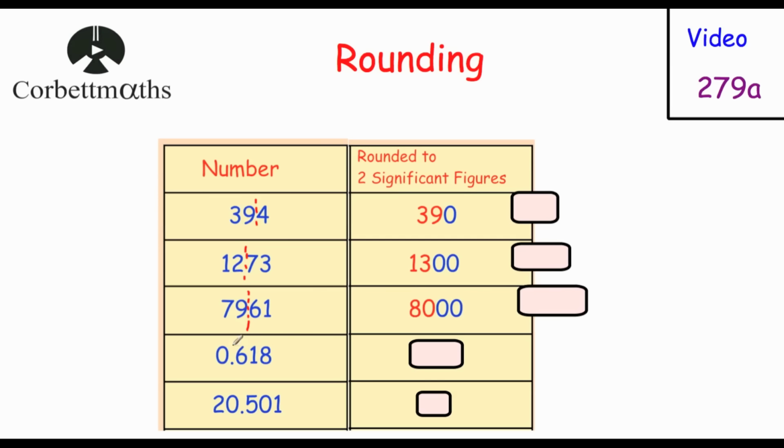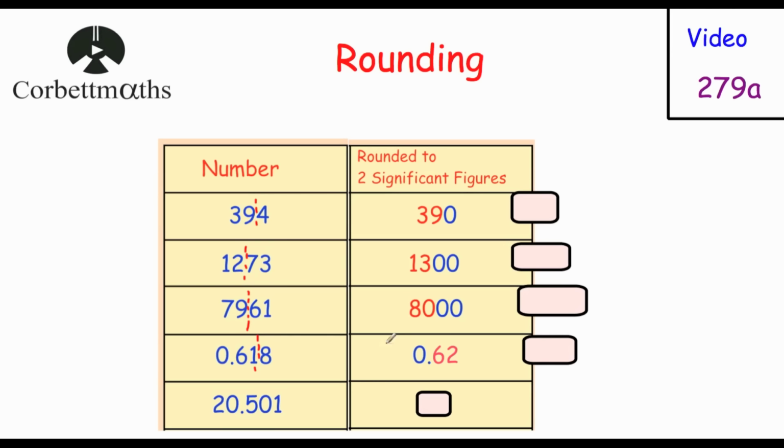Next, we've got 0.618, and we want to round it to 2 significant figures. Now we ignore this 0 point at the front, so we've got our 6 and 1 being the 2 significant figures. So our choice is going to be 0.61 or 0.62. Because it's an 8, we're going to round up, so we're going to write it as 0.62.